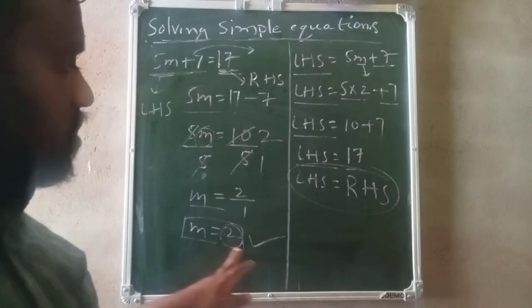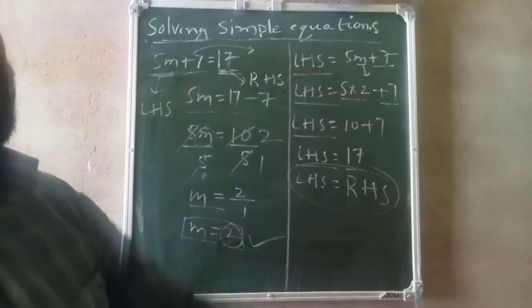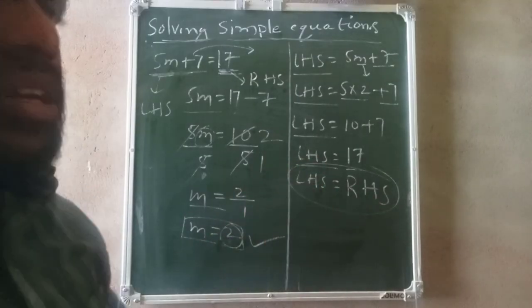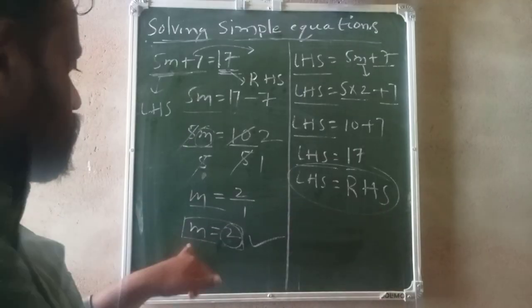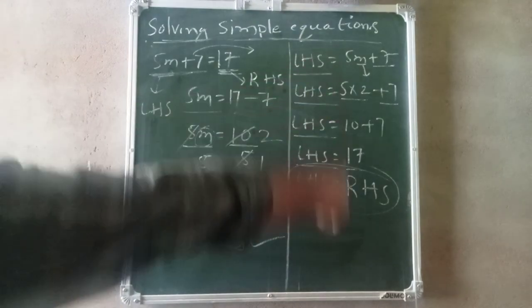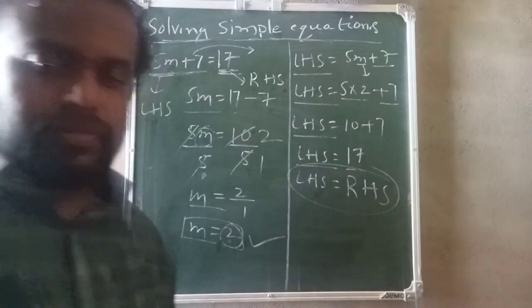How do we know that this is the correct answer? Because we got LHS is equal to RHS. In case we get LHS not equal to RHS, that time the answer is wrong. But here we got LHS is equal to RHS, so this answer is correct. So like this, you can check whether the answer is correct or not.